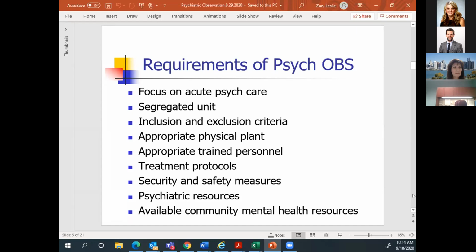You need to have both psychiatric resources to put in the unit, and we'll talk about that, as well as referrals out. So if you're going to send them out, can you get them follow up in 2 days or less than a week, or is it going to take 3 months to get them psychiatric follow up? And you need to know what community mental health resources you have so you can refer them to those.